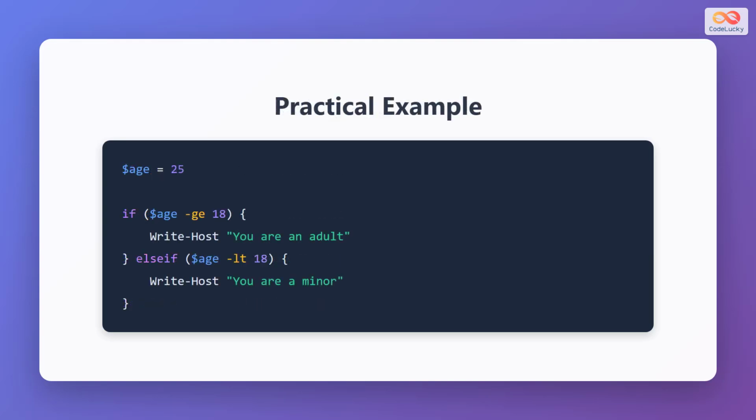Let's bring everything together with a practical example. Here we create a variable called age and set it to 25. Then we use an if statement with the -ge operator to check if age is greater than or equal to 18. If this condition is true, PowerShell executes the first code block and displays "you are an adult." If the condition is false, we move to the else if clause, which checks if age is less than 18 using the -lt operator. If this is true, it displays "you are a minor." This example demonstrates how comparison operators form the backbone of conditional logic, allowing your scripts to make intelligent decisions based on different values.